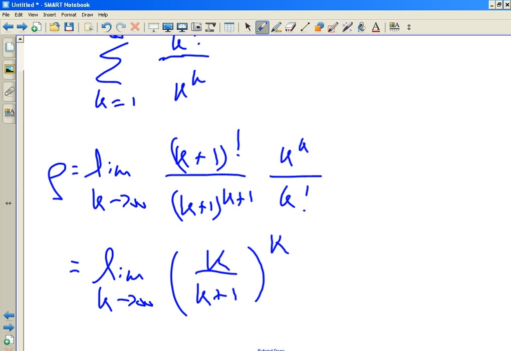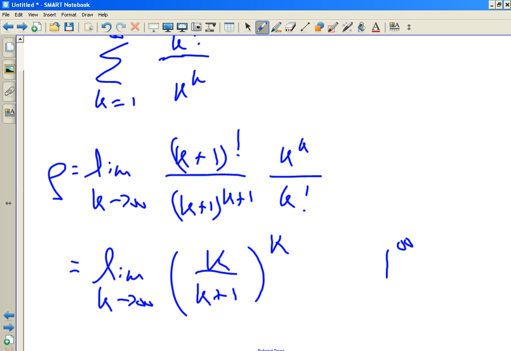Realize that limit is an indeterminate. What does that mean? Forget the k in the exponent. What would that limit be? Say that k in the exponent wasn't there. What's the limit of k over k plus 1 as k goes crazy? 1. So this limit is of the form 1 to the infinity. K is there, right?